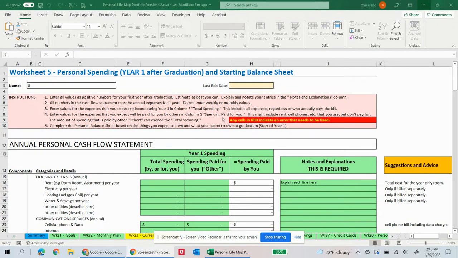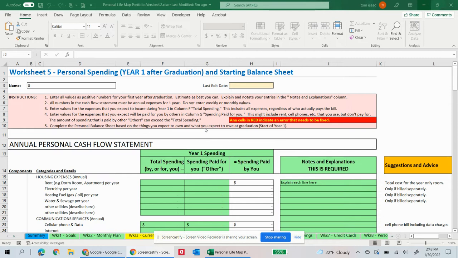I'm here to go through worksheet number 5, personal spending for year 1 for the Personal Life Map Portfolio project. This is an updated version for Personal Life Map Portfolio version 4.2 and later. Worksheet 5 is about your actual spending, for year 1, the 12 months after you graduate from Point Park.